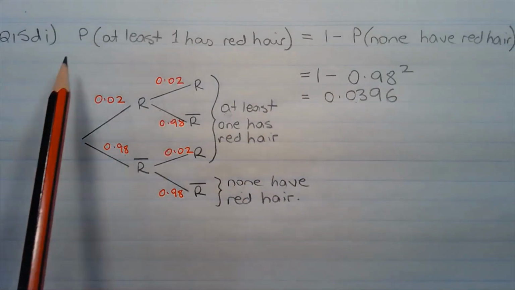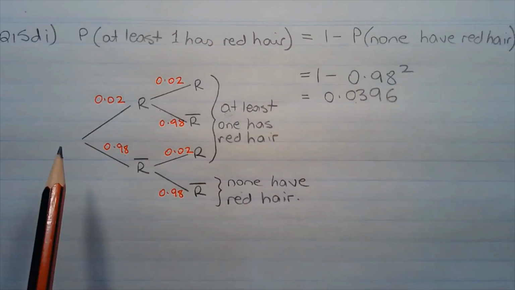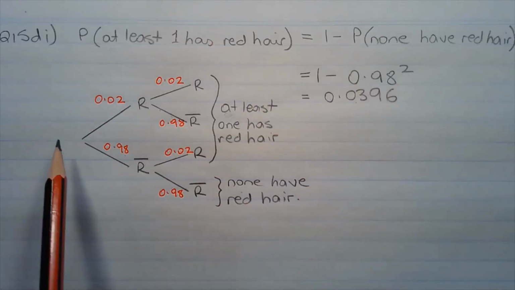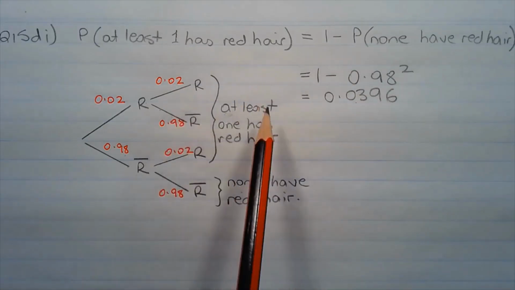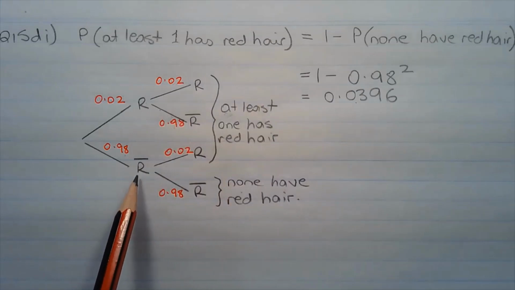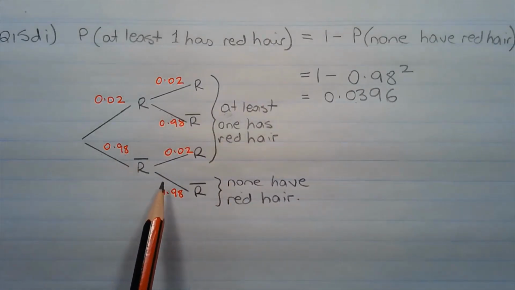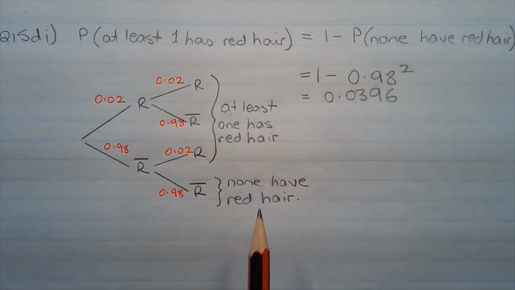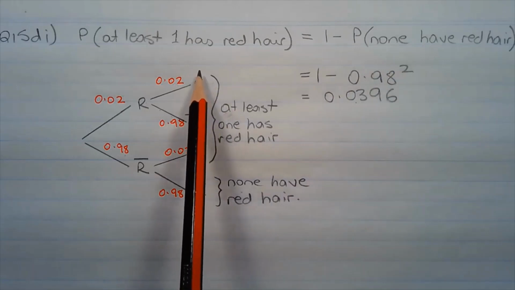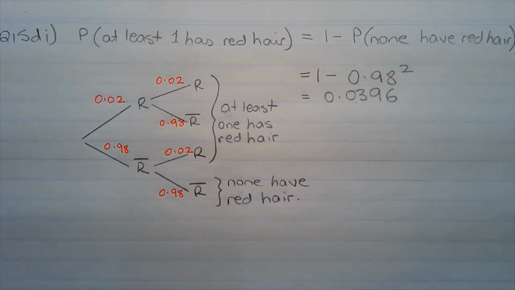Now this situation can be modelled using a probability tree. 0.98 squared comes from this branch of the probability tree. And that represents the complement of at least one has red hair. So R bar times R bar, that's 0.98 times 0.98, and that's 0.98 squared. And if we subtract that from 1, we get the probability that one of these 3 outcomes could result. So that's at least one person has red hair.